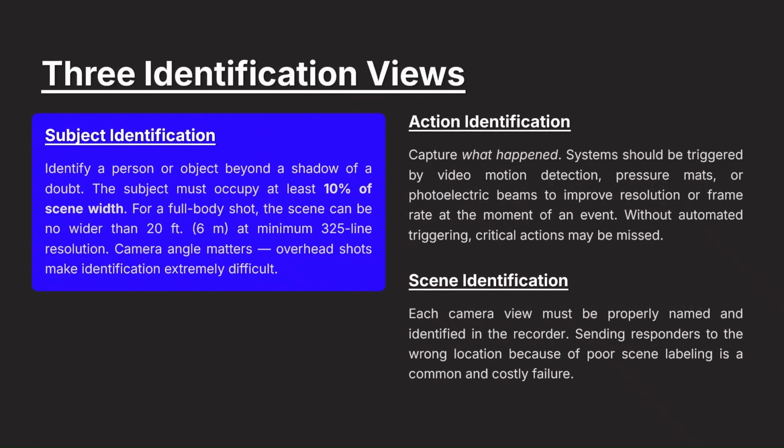In video surveillance, identification is typically categorized into 3 levels. Subject identification requires enough detail to clearly recognize an individual, usually demanding high resolution and proper camera placement. Action identification focuses on understanding what activity is taking place, such as detecting suspicious behavior or incidents. This often requires appropriate framing and motion clarity. Scene identification provides a broader view of the environment, helping establish context and location. Balancing these 3 views is essential in system design, as focusing too much on one may compromise the others.